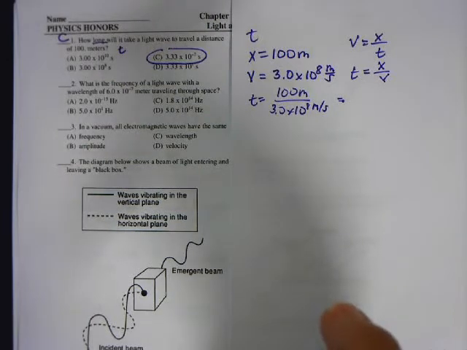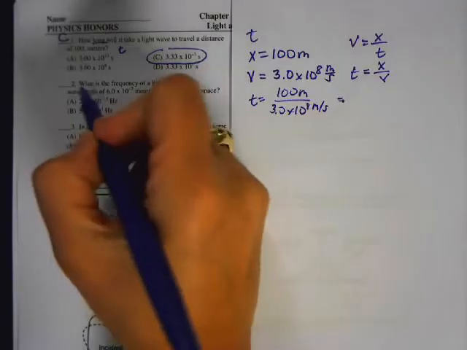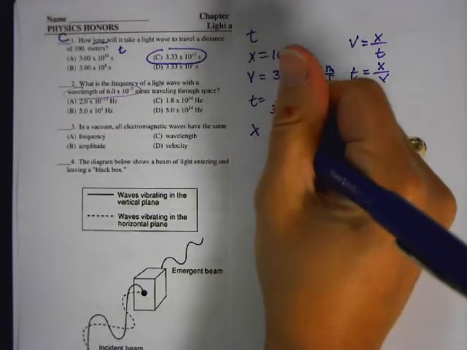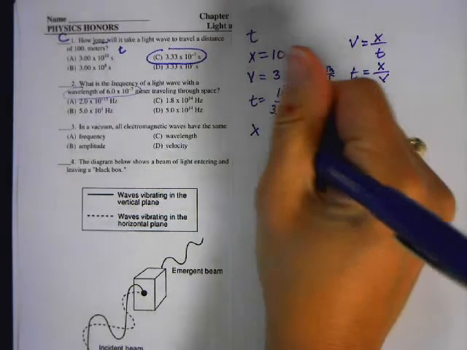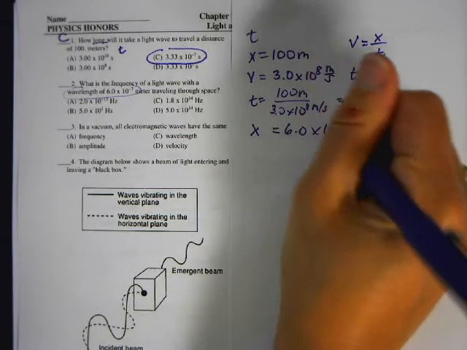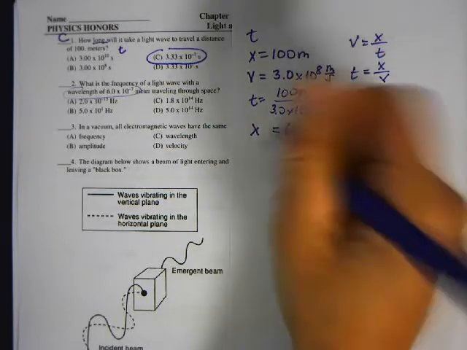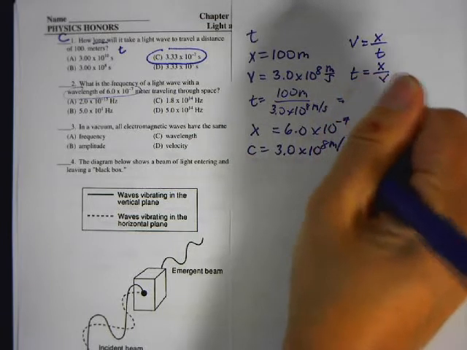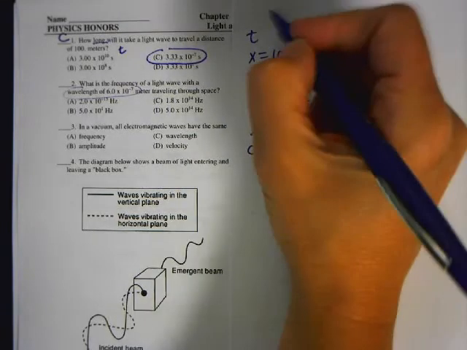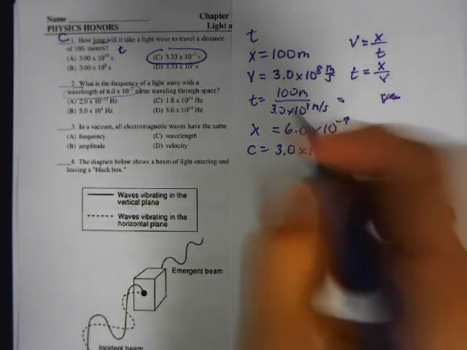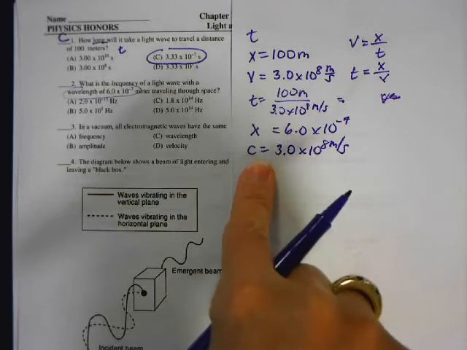Number 2, what is the frequency of a light wave with a wavelength? So they're giving me the wavelength, so that's lambda. So lambda is equal to 6 times 10 to the negative 7. And we know C is 3.0 times 10 to the 8 meters per second. And remember, these are the same equations. So whether I have V is equal to F lambda or C is equal to F lambda, remember C is the speed of light in a vacuum.